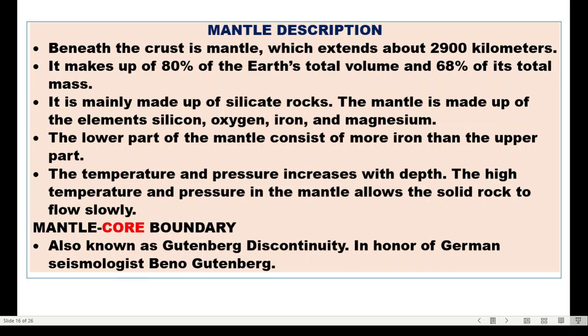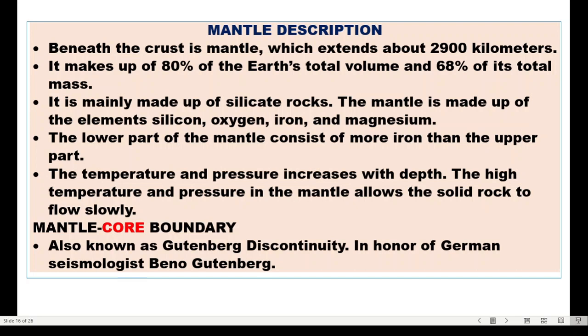It is mainly made up of silicate rocks. The mantle is made up of elements silicon, oxygen, iron, and magnesium. So, ganun yung mga matatagpuan natin sa mantle. The lower part of the mantle consists of more iron than the upper part. So, pag bandang ilalim na ng mantle, mas marami na pala tayong iron na makukuha doon.